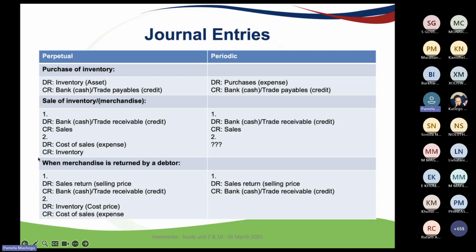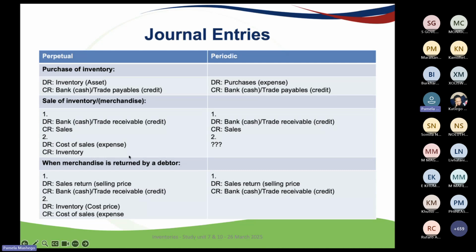And then the second one is that now you need to put back the cost price of the inventory that was returned into the balance sheet. So you debit the inventory account. Remember, it's an asset, so you're increasing it, and then you credit your cost of sales expense, which will then decrease. Whereas in the periodic system it's just one journal, where you debit your sales return and credit bank or trade receivables, depending on how the sale was done.